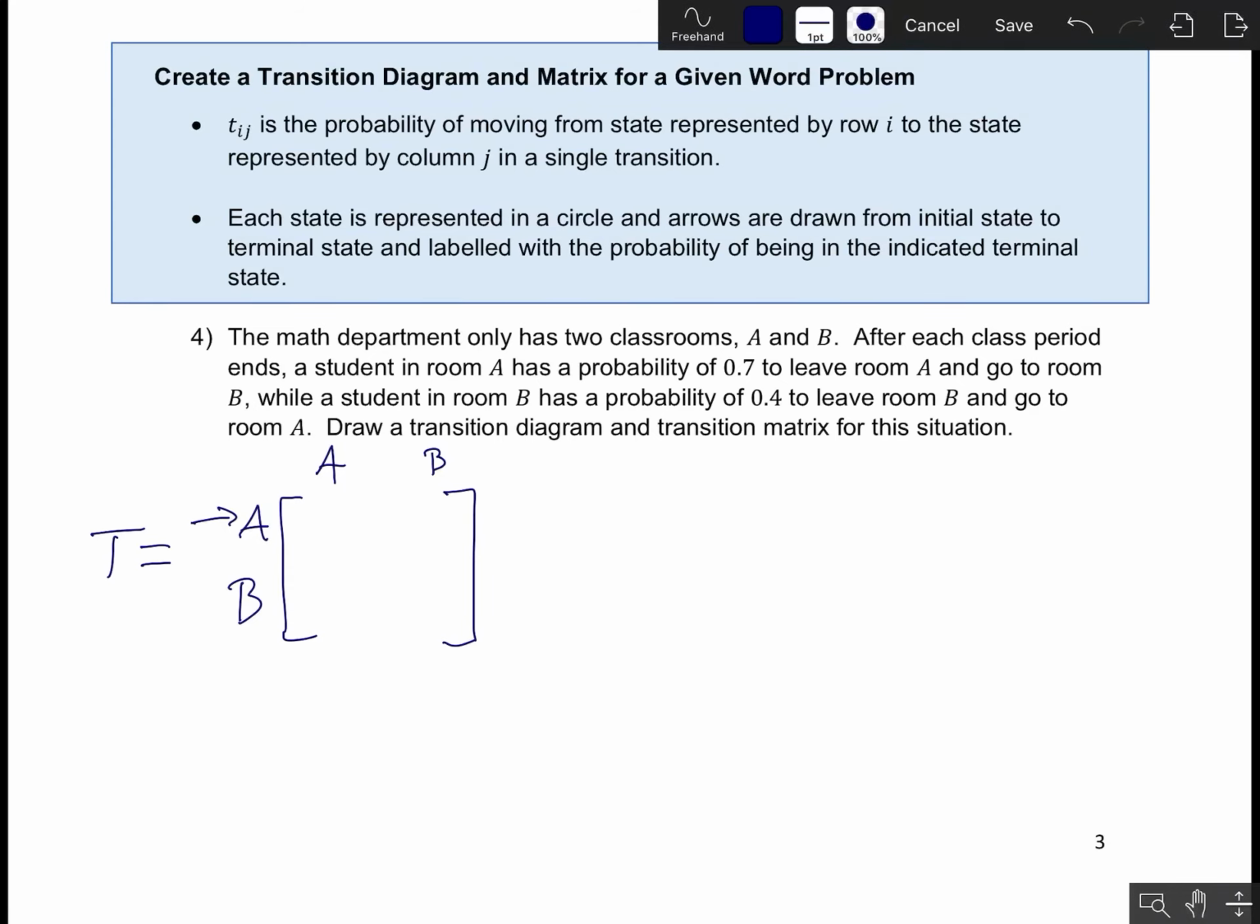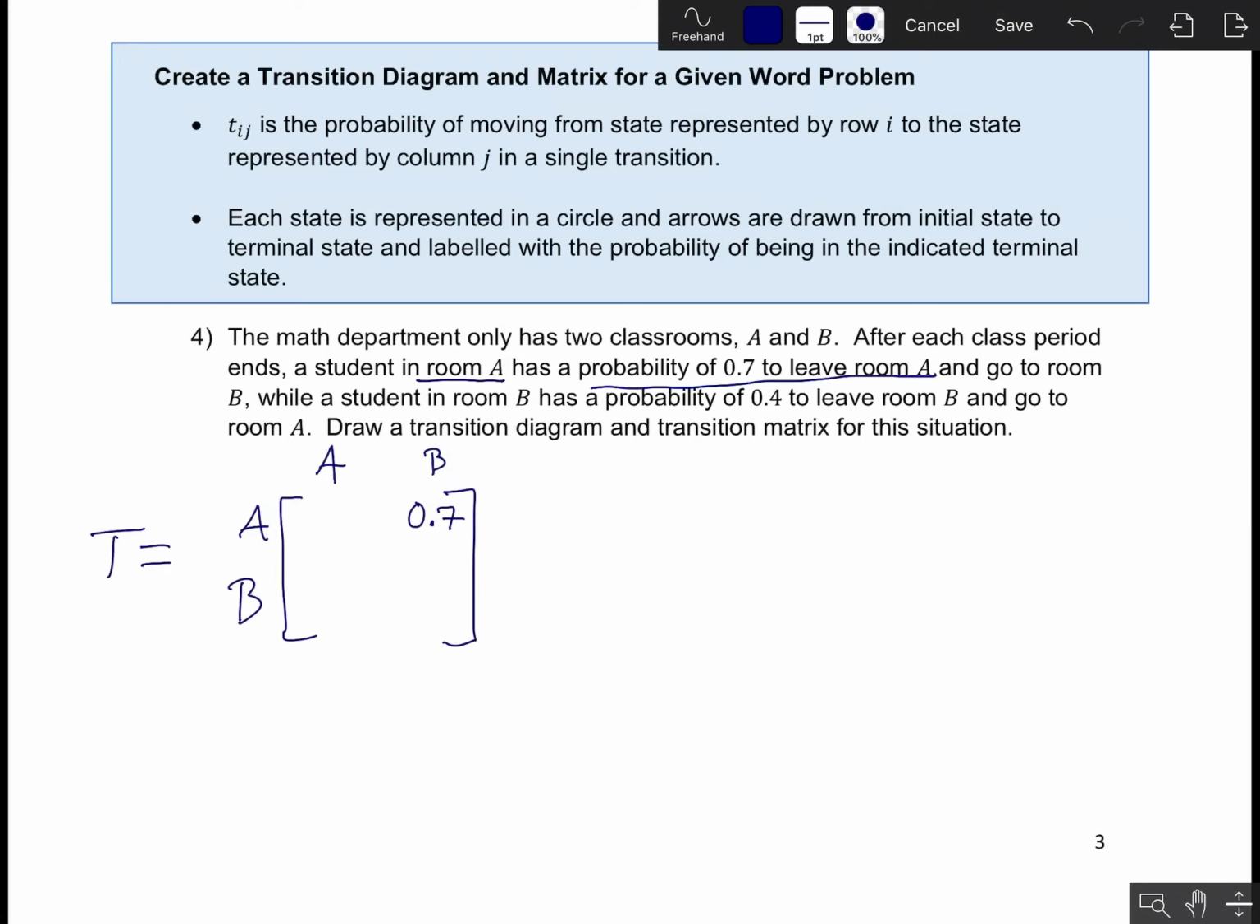So let's pretend that our current state is A. In other words, we're currently in room A, and we want to know where we're going to land next. So this is a probabilistic statement. We don't know whether we're going to move to A or B, but we do know what the probability is of each of those transitions happening. So we know that a student in room A has a probability of 0.7 to leave room A. So that means that we must be going from A to B. So this probability would be 0.7, or 70% if you want to phrase it as a percentage.